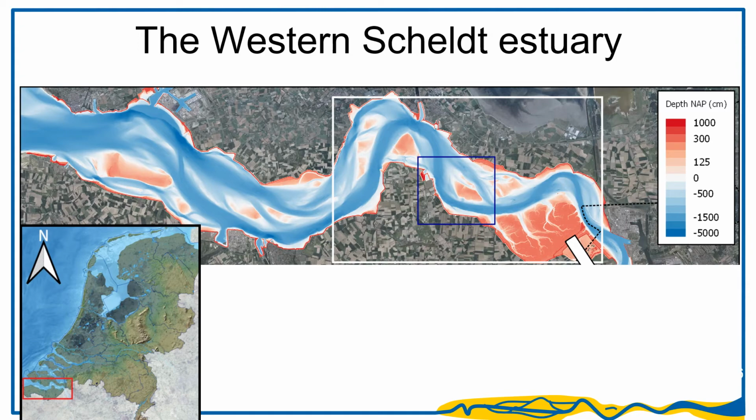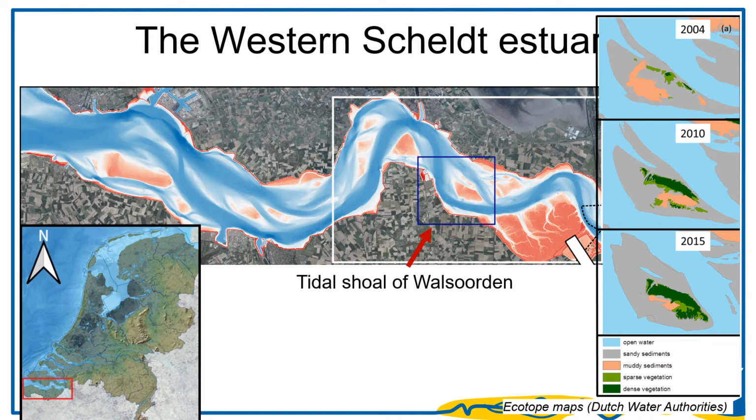And I do tackle this question by using the Western Scheldt estuary, which is the southernmost estuary in the Netherlands. And this estuary has a lot of tidal bars and channels, as you can see in this DEM on top. But first, to understand the basic principles between mud settling, eco-engineering effects, and species establishment, I look at one specific tidal bar, which is in this blue rectangle, and that's the tidal shoulder Walsorden.